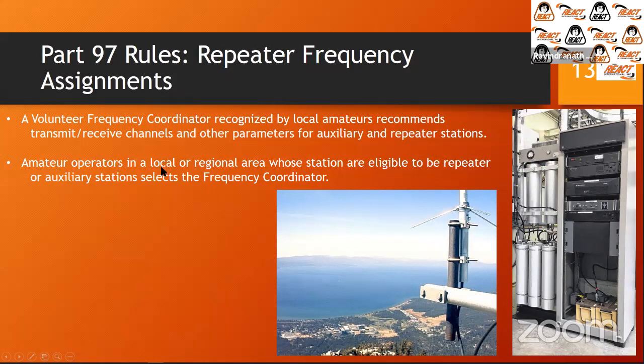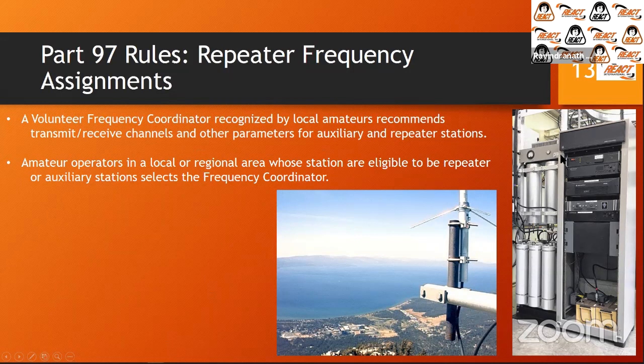Also, amateur operators in a local or regional area whose stations are eligible to be repeaters or auxiliary stations are the ones that come together and select the frequency coordinator. Sometimes you have a frequency coordinating committee, all right? But for your exam, you need to know this: how frequencies are assigned in the United States of America. It's a volunteer frequency coordinator, and they are selected by the hams who have or will likely have repeaters or auxiliary stations.